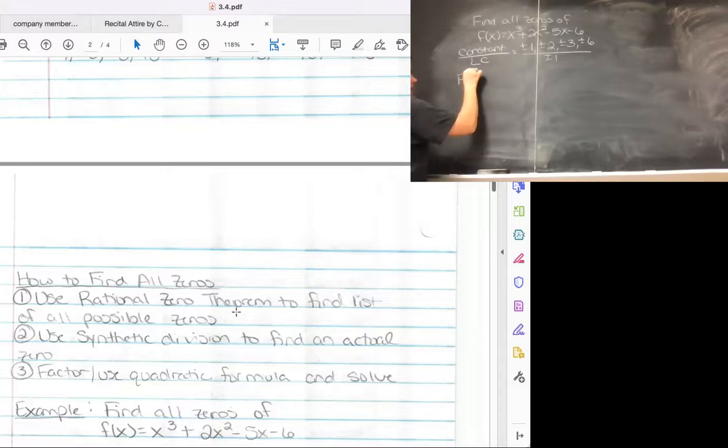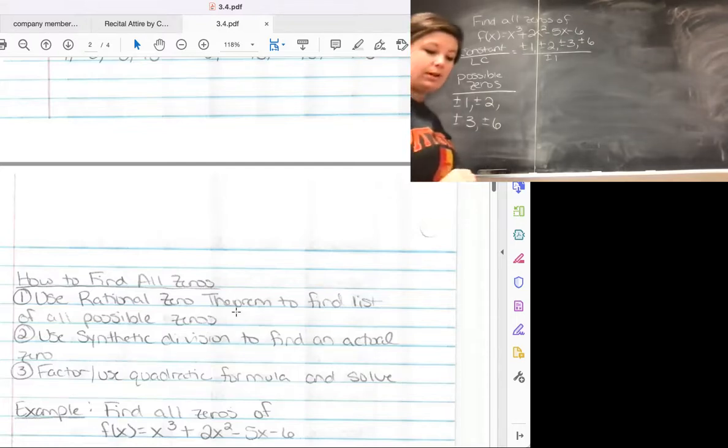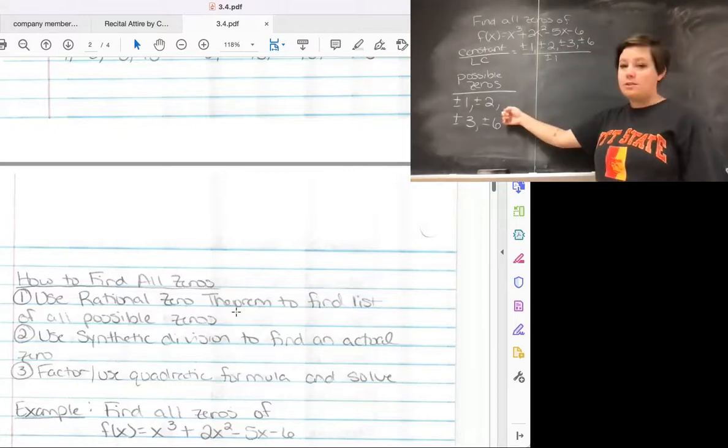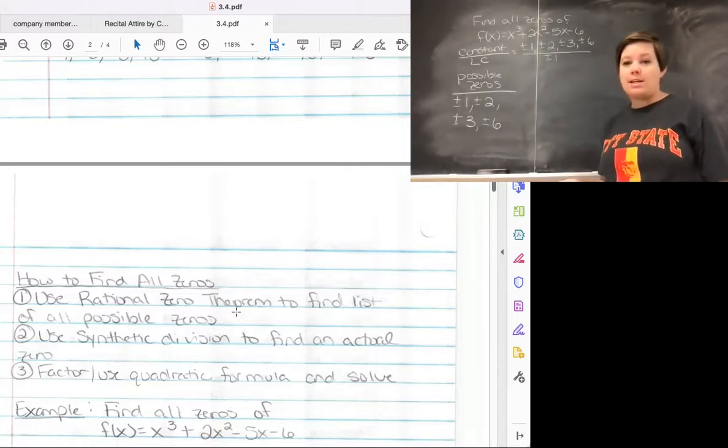So that means my list of possible zeros is just plus or minus 1, plus or minus 2, plus or minus 3, and plus or minus 6. So that was nice. Our leading coefficient being 1 made it really, really nice. So this is going to be the list that I choose from to do my synthetic division.